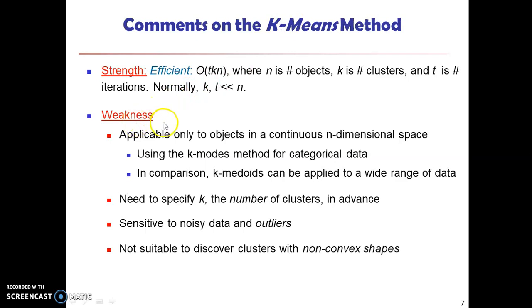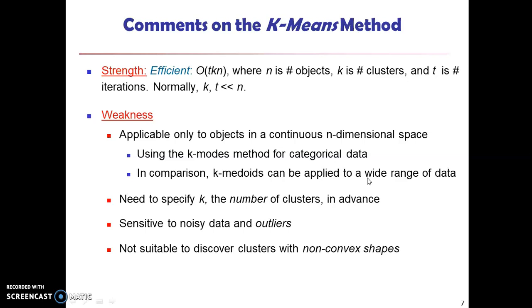The weakness: the K-means algorithm is applicable only to objects in a continuous n-dimensional space. That is, using the K-modes method for categorical data. In comparison, K-Medoids can be applied to a wide range of data. So these are the weaknesses.